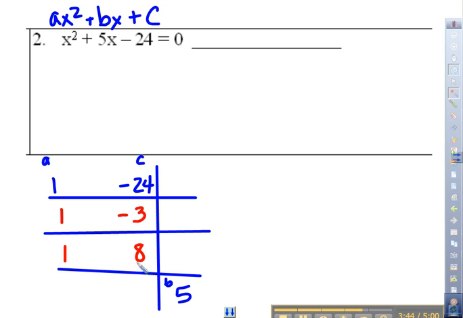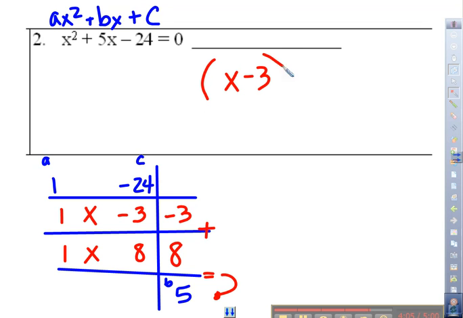Does negative 3 times positive 8 give you the negative 24? Okay, now multiply on the diagonal. Does the negative 3 plus the 8 equal the 5 right here? Okay. Pop in an x, and your two factors are x minus 3 times the quantity x plus 8 equals 0. Now, before you go any farther, what are you going to do?